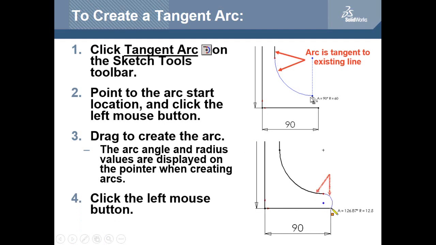Click the left mouse button, and your arc is created, and then an arc is tangent to an existing arc. So if you put one arc to the other, you can have it tangent to that arc. Tangent to this line, tangent to the arc.